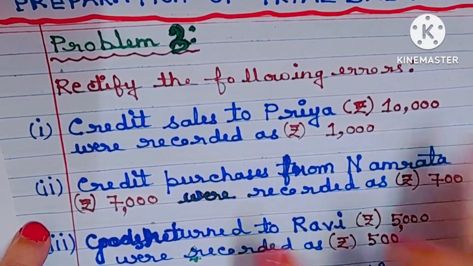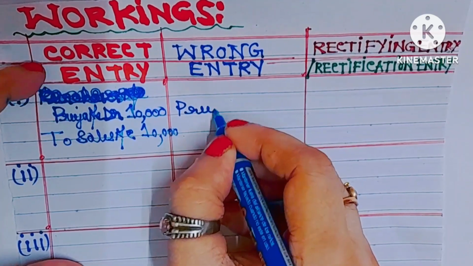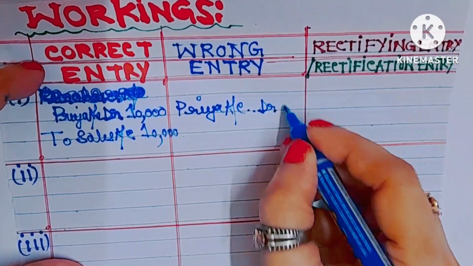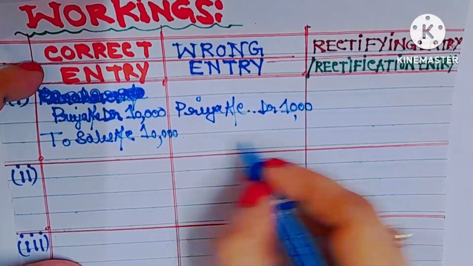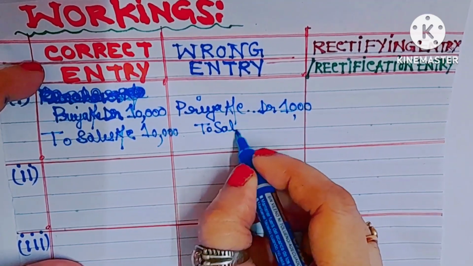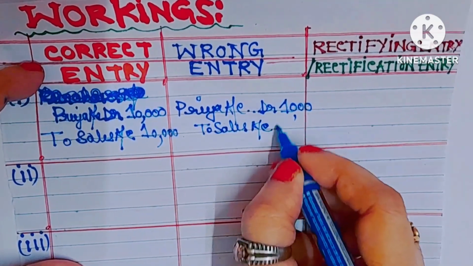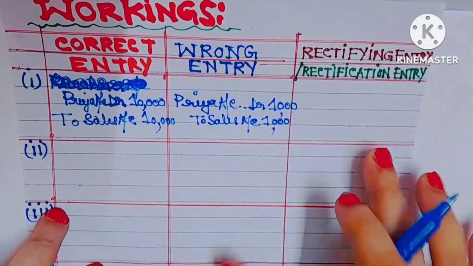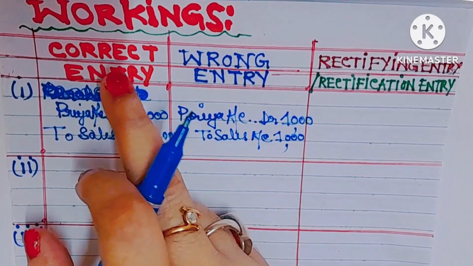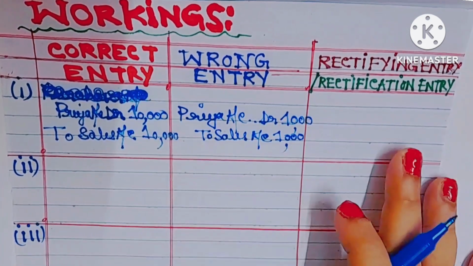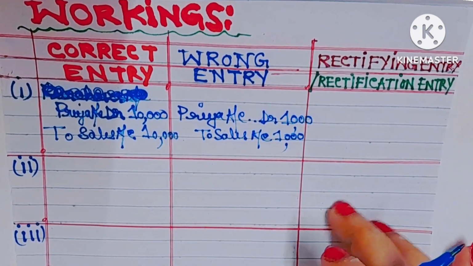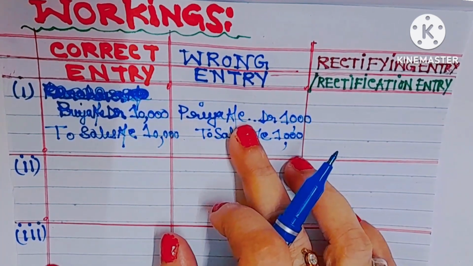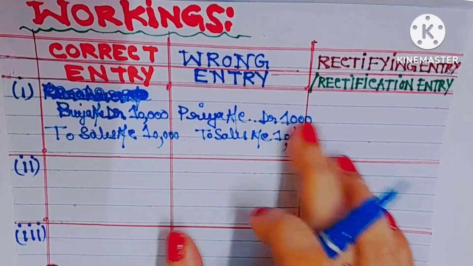Okay, so let's write. Priya account debit 1,000, to sales account 1,000. Now what is our job? Now we have to rectify the wrong entry. So what is the technique? We have to compare the correct entry and the wrong entry and we will get the rectifying entry. So let's see the debit side in the correct entry: Priya account debit 10,000. And let's see the debit side in the wrong entry: Priya account debit rupees 1,000.